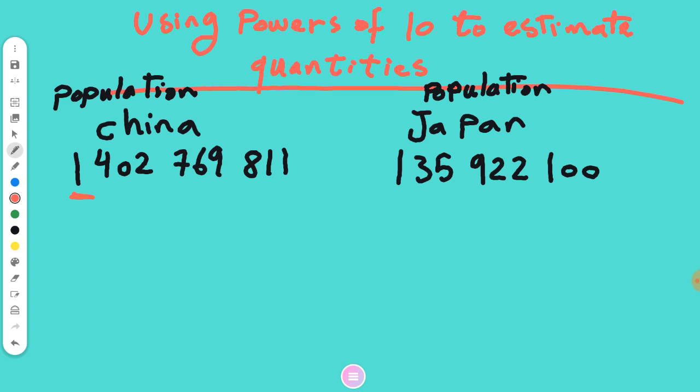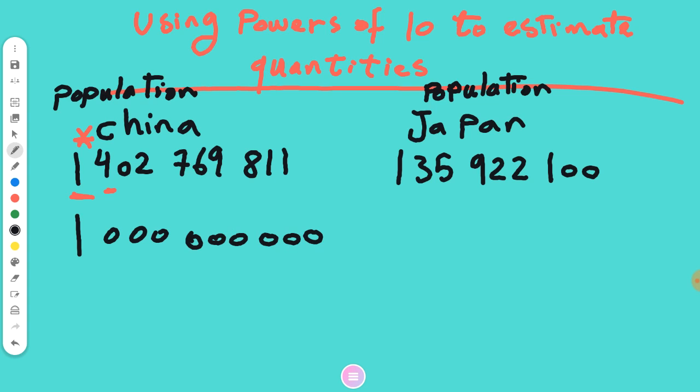To round, remember, we ask if the digit is one of the rich numbers, 5, 6, 7, 8, 9, or one of the poor numbers, 0, 1, 2, 3, 4. If it's poor, it will not add anything to the 1, so we keep the 1, and all other digits become 0. So this number is now estimated to be about 1 billion, okay?